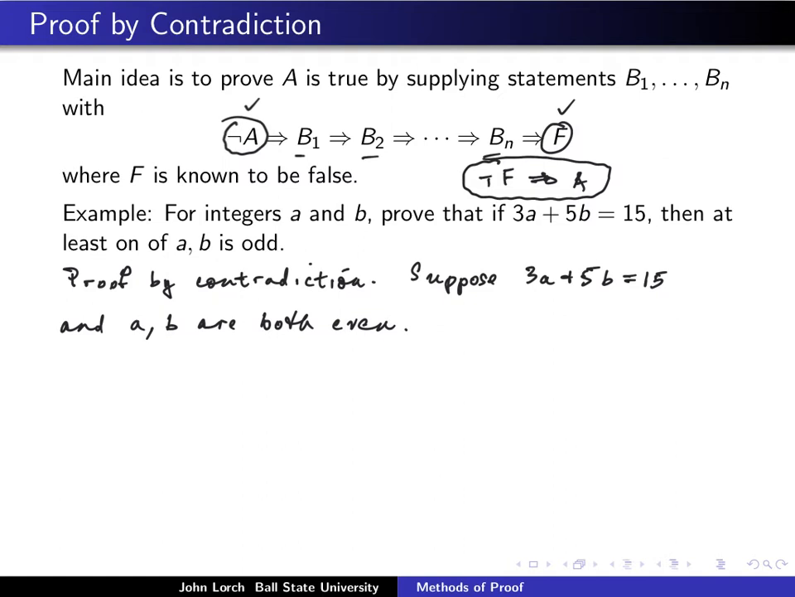Okay, so we're going to assume that this conditional statement is false. This entire thing, we're assuming that that's false. And when will that be false? The only way that can be false is when the hypothesis, 3a plus 5b equals 15, is true, but the conclusion, one of a or b being odd, is false. Okay? So suppose 3a plus 5b is 15 and that a and b are both even.